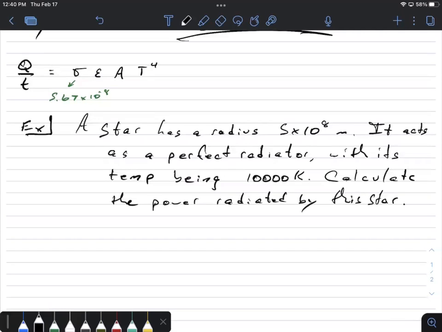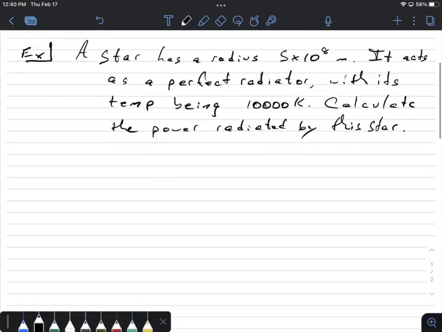So there's an example, a nice basic problem which deals with radiation. Of course, I've only got one equation to use for radiation, and that is Q over T, the power radiated, is sigma epsilon A T to the fourth. So I want to plug my numbers in. What do I know? Sigma is just a constant, 5.67 times 10 to the minus 8.